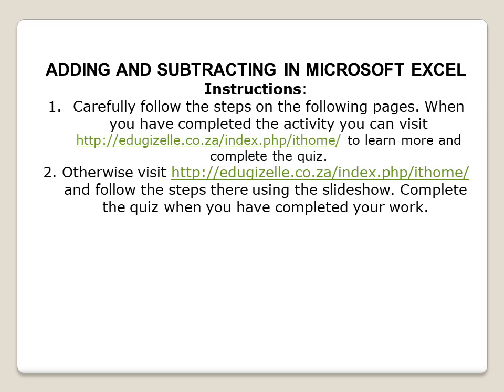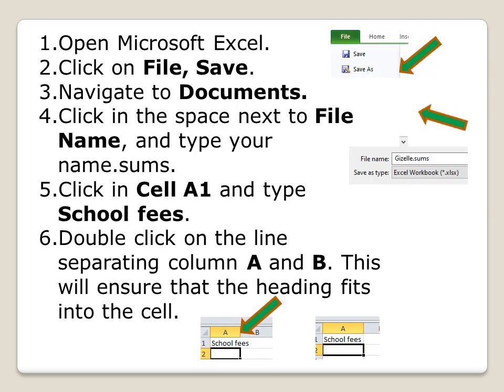So, step number 1: open Microsoft Excel, click on File and Save, navigate to Documents, and in the space next to File Name, type your name, .sums. Then click in cell A1 and type the heading School Fees. We did do this last time. Double-click on the line between A and B, and this will ensure that the heading fits into the cell. I'm sure some of you remember it from last week.